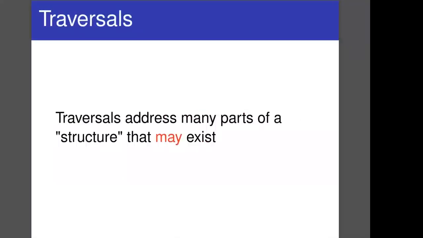So a traversal: like prisms reference a thing that may or may not exist, traversals reference many things that may or may not exist. So for example, every element of a list.